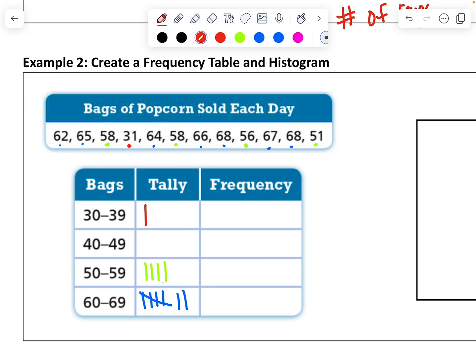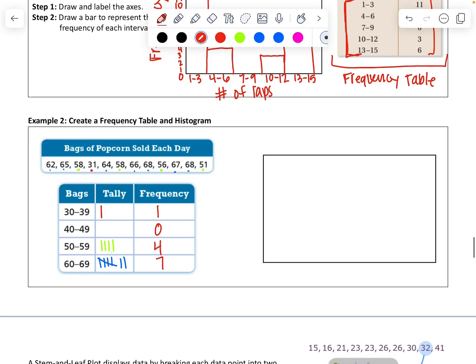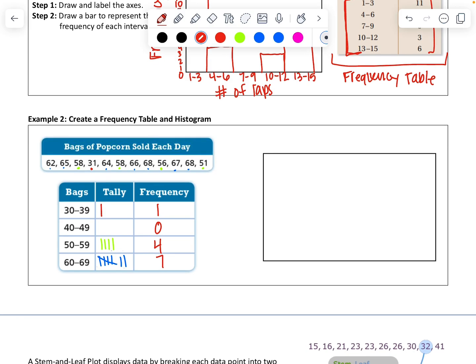So my frequency for 30 to 39 is 1. My frequency for 40 to 49 is 0. My frequency for 50 to 59 is 4. And my frequency for 60 to 69 is 7. So now I need to graph it. Okay. So on the bottom, I'm going to label it, because I use the label right here, so it's bags. This is bags, and over on the side is going to be frequency.